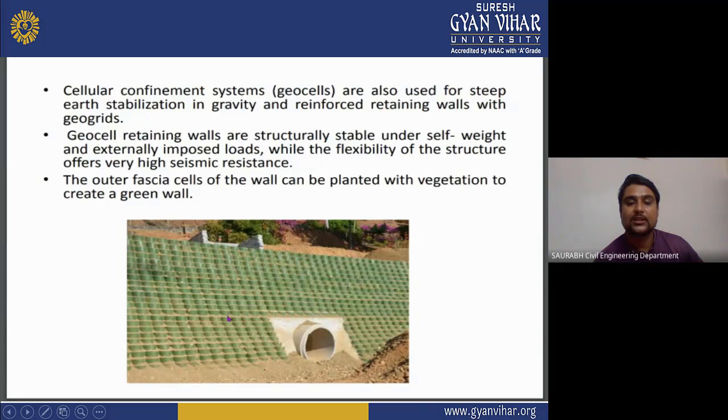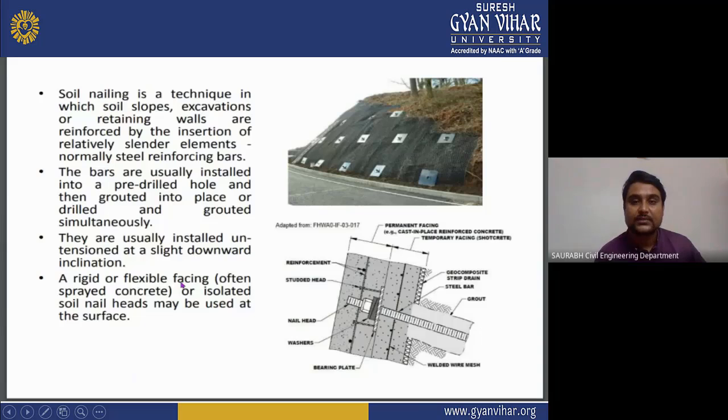As you can see here, there is a green wall. There is also a green wall, and you can also plant some trees and some vegetables which will help the soil against erosion, which will prevent the erosion of the soil due to the rain. Come to the next slide.